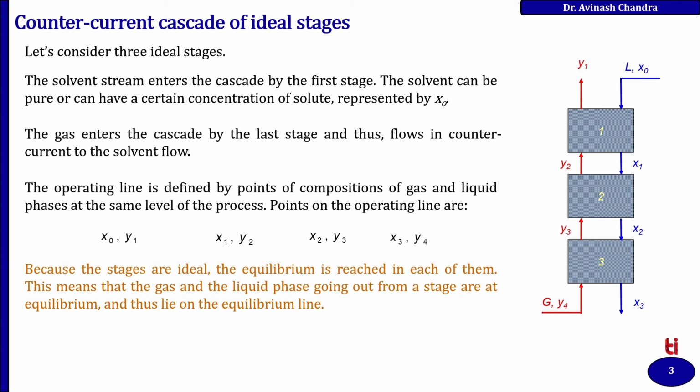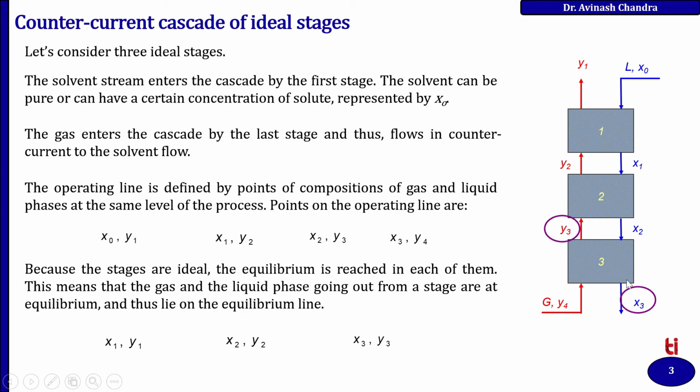Because the stages are ideal, equilibrium is reached in each of them. This means that the gas and liquid phases going out from a stage are at equilibrium, and thus lie on the equilibrium line. So we can say Y1 and X1 are in equilibrium, Y2 and X2 are in equilibrium, Y3 and X3 are in equilibrium.